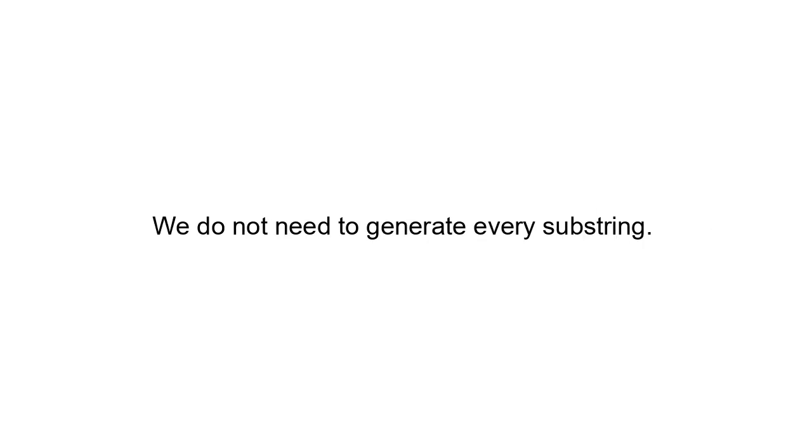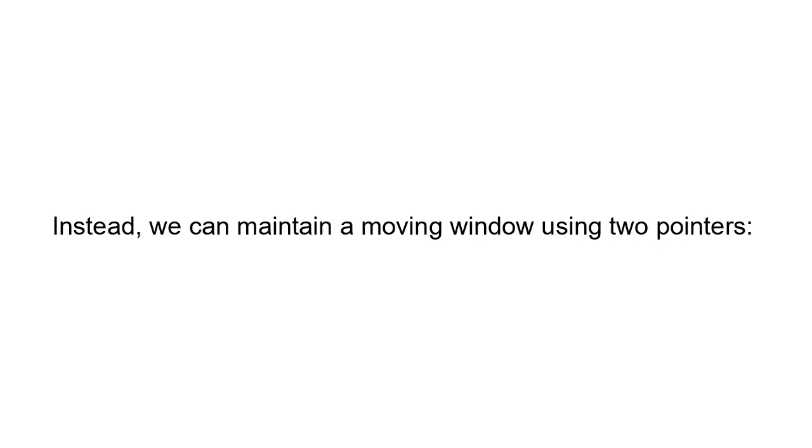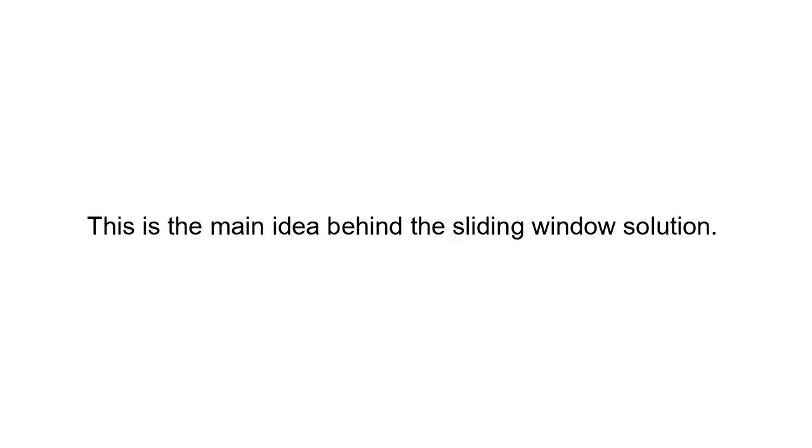Key observation. We do not need to generate every substring. Instead, we can maintain a moving window using two pointers. Left, right. Example concept. Expand window means satisfy condition. Shrink window means minimize size. This is the main idea behind the sliding window solution.